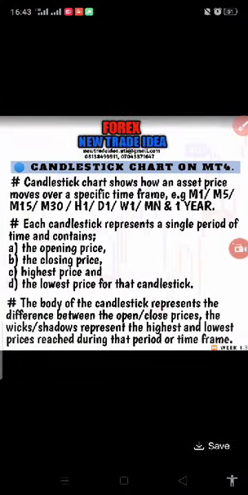We have the candlestick chart on MetaTrader 4. So now candlestick chart shows how an asset price moves over a specific time frame. E.g., we have the M1, M5, M15, M30, H1, H4, D1, W1, and MN here. So the candlestick chart shows you how an asset price moves over a specific period of time.